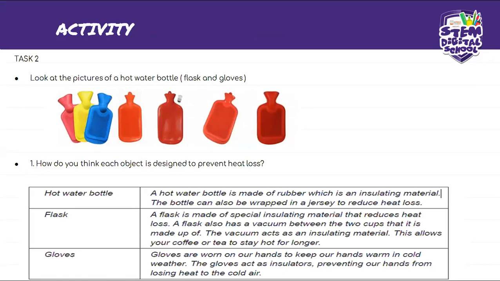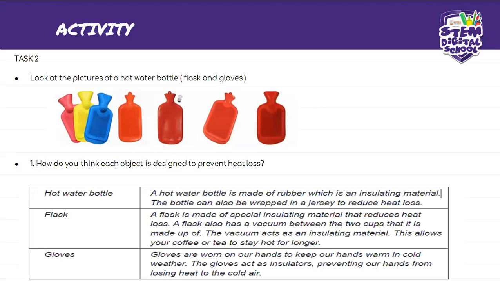So the hot water bottle is designed such that it's made of what? An insulating material. The bottle can also be wrapped in the jersey to reduce heat loss. So some people have this hot water bottle and they are wearing a jersey, and they will hide it under the jersey, not even hide it, putting it there so that the heat that is originating from the hot water bottle will in turn warm up this person.